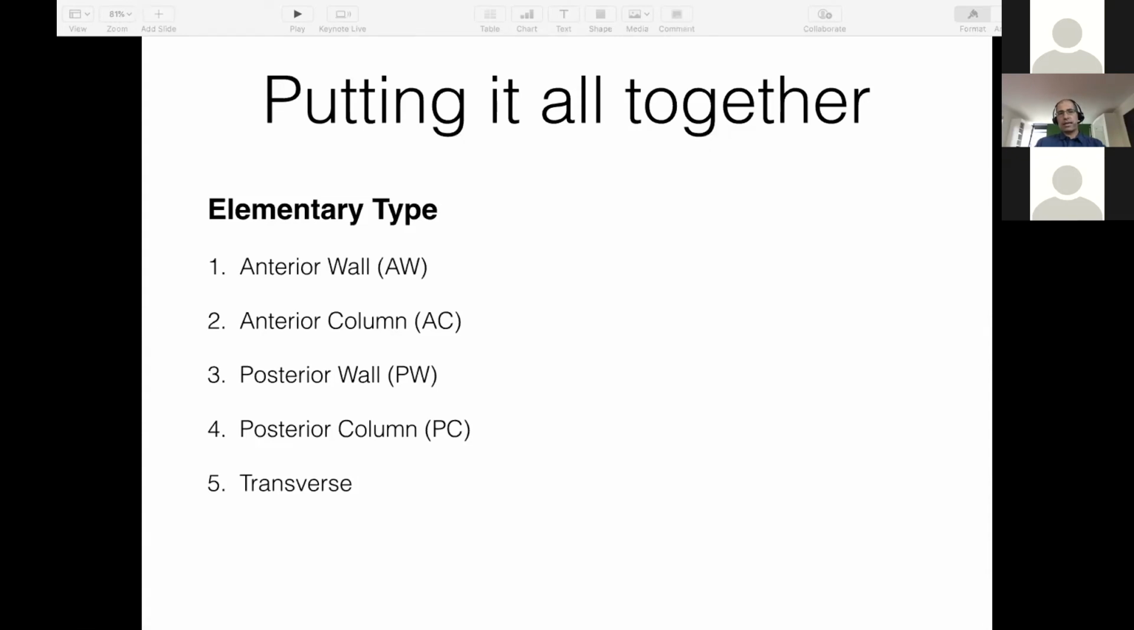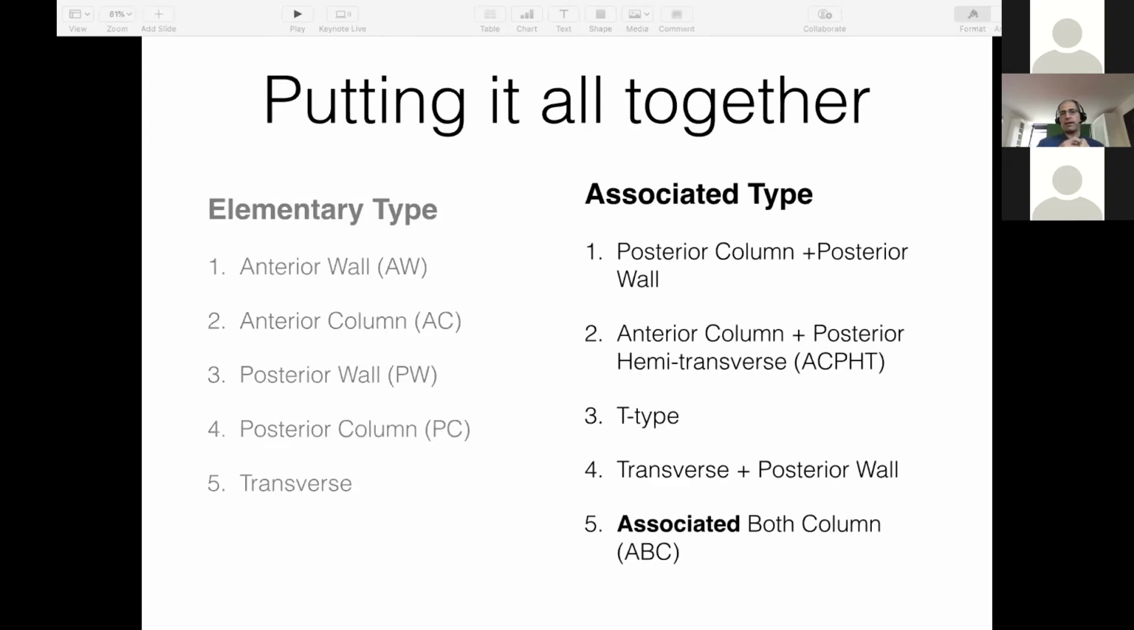Let's put this all together now. So we have elementary type fractures, and we have associated type fractures, okay? And these five are really important to think about. These were described again by Letournel and Judet, and really give us the language that we need to talk about the most common acetabular fracture patterns. This is not 100% comprehensive, but it's really stood the test of time and is very effective in terms of allowing us to both communicate with one another about what we're dealing with, as well as making surgical decisions.